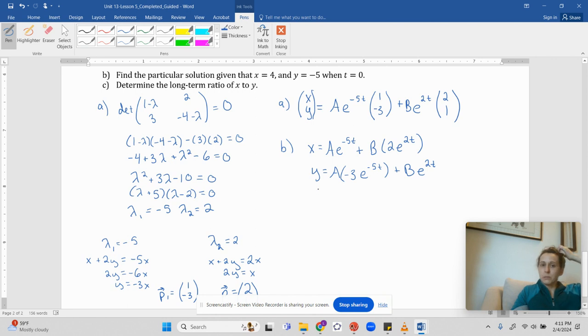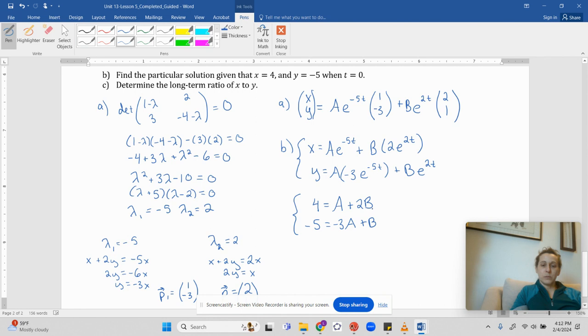And then what I want to do is substitute when t equals 0. So at t equals 0, x is 4 and y is negative 5. So I can take this, substitute 4 in for x. Well, when t is 0, I simply have a plus 2b. And then y is negative 5 when t is 0. So I'm substituting 0 in for t, which gives me negative 3a plus b. Lovely. We have a system of equations.